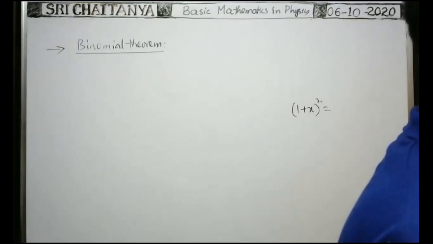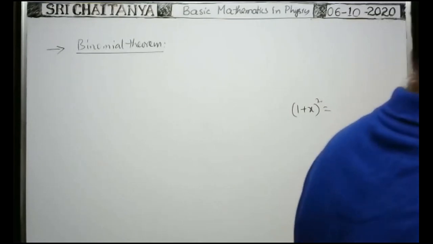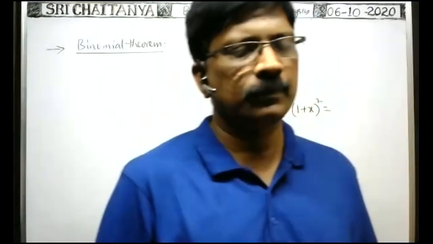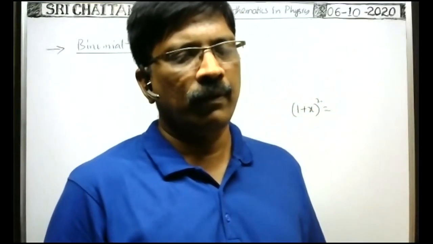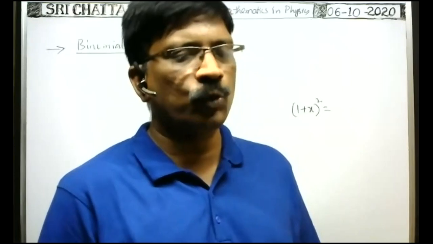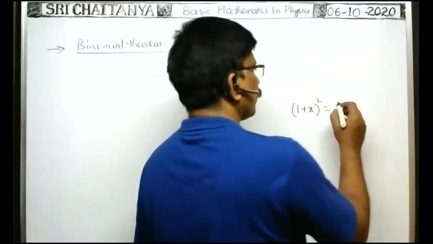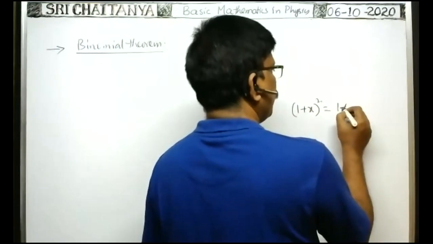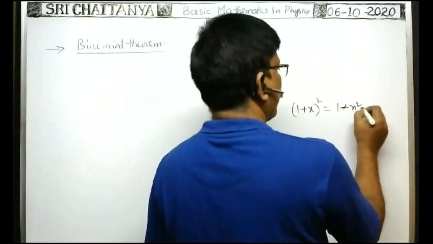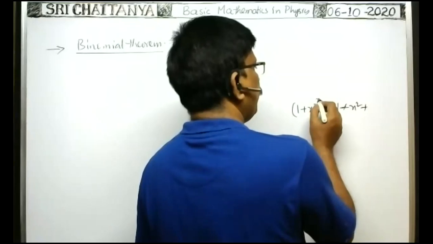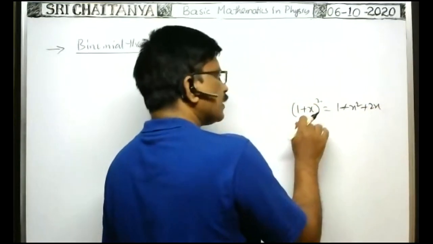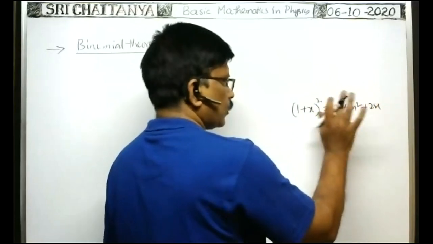Yes, sir. Okay. 1 plus x whole square, how can we write it? Tell me. 1 plus x square plus 2x, we can write. Okay. (a plus b) whole square is a square plus b square plus 2ab. A square means 1 square is 1, plus b square means x square, plus 2 into a into b means 2 into 1 into x, which is 2x. We can write like this. 1 minus x whole square we can write like this only.